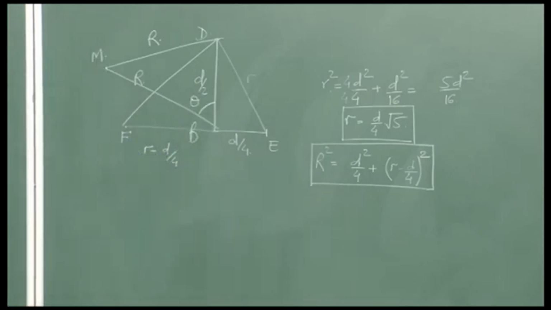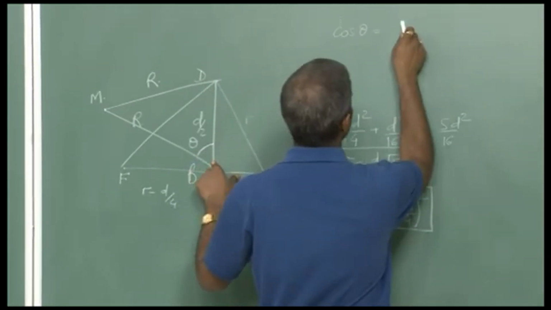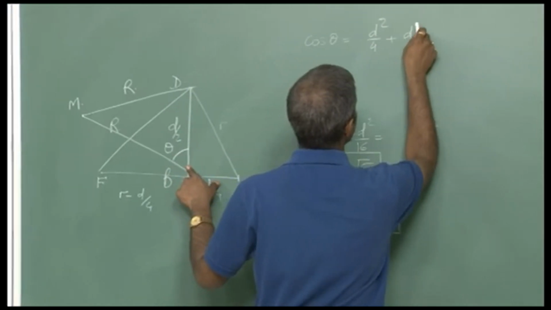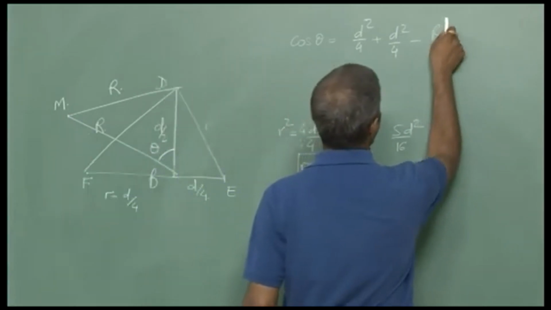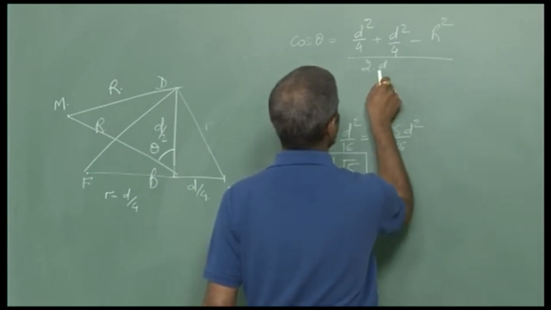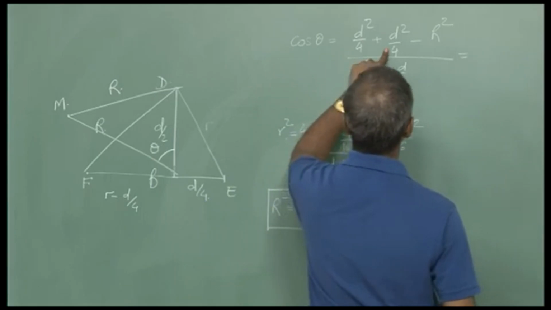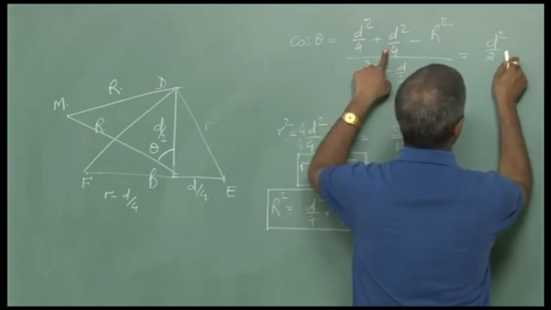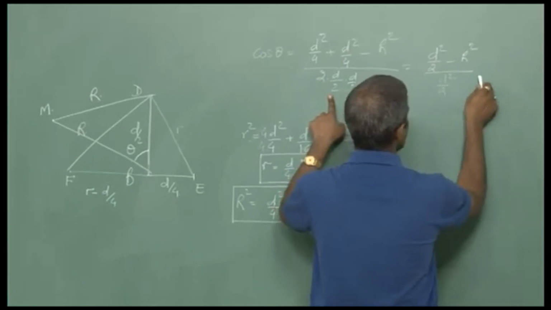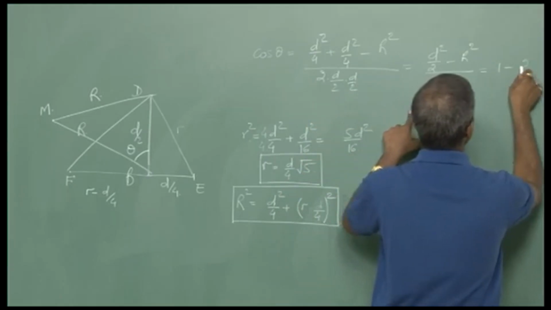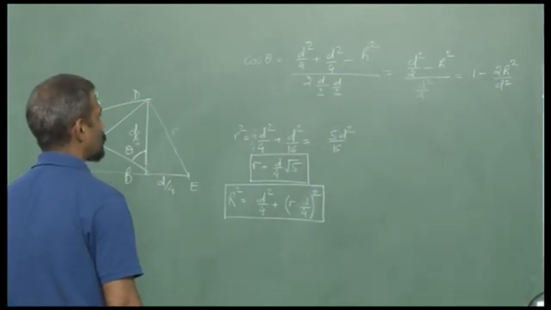So we can use the cosine rule, and the cosine rule is such that cosine of theta equals d squared over 4 plus d squared over 4 minus this distance over here, R squared, over 2 times d over 2 times d over 2, which is equal to d squared over 2 minus R squared over d squared over 2, which is 1 minus 2R squared over d squared. I hope I am doing this right.